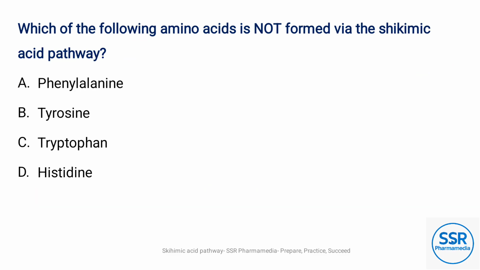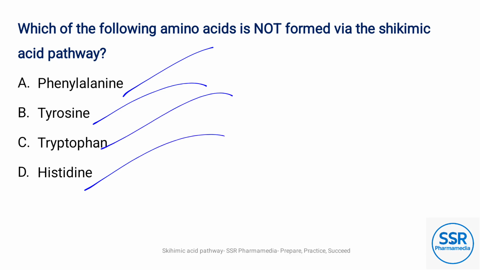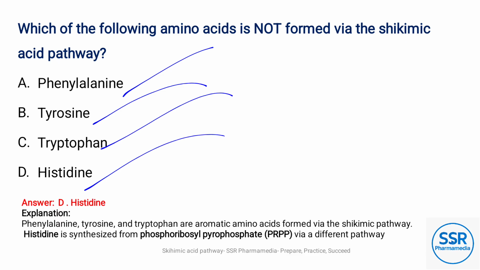Which of the following amino acids is not formed via the shikimic acid pathway? Option A, phenylalanine. Option B, tyrosine. Option C, tryptophan. Option D, histidine. So the answer is option D, histidine, not formed. Phenylalanine, tyrosine and tryptophan are aromatic amino acids formed via the shikimic acid pathway. Histidine is synthesized from phosphoribosyl pyrophosphate via a different pathway.